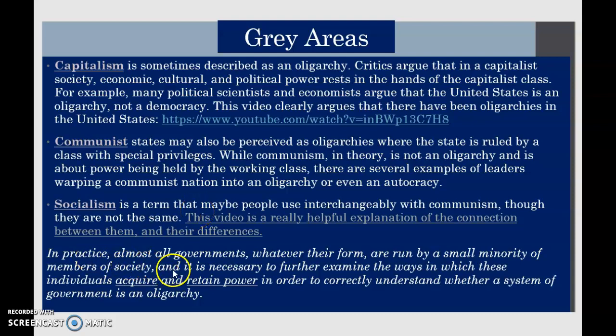So in practice, all governments, whatever their form, are run by a small minority of people in the society, right? Because not everyone can run it when you're talking about millions of people. But to really look at the type of government, you have to look at how these individuals acquire and retain power. Are they elected? How long do they remain in power? Can they be ousted from their position? So that's how you really understand whether a system of government is an oligarchy or not.